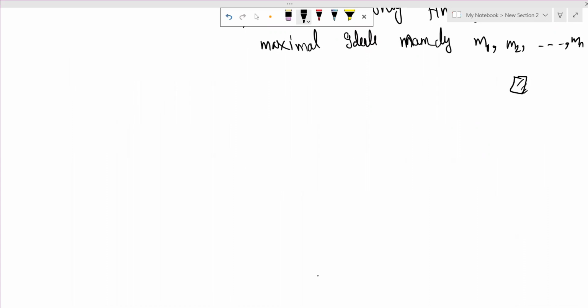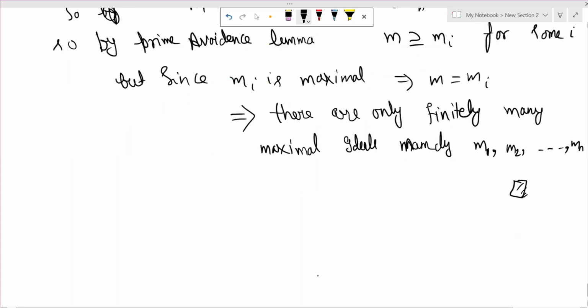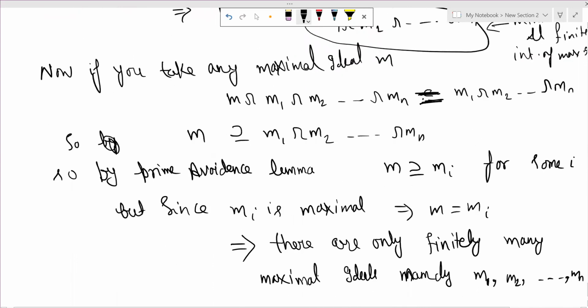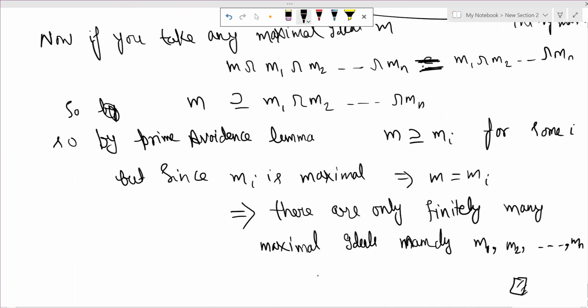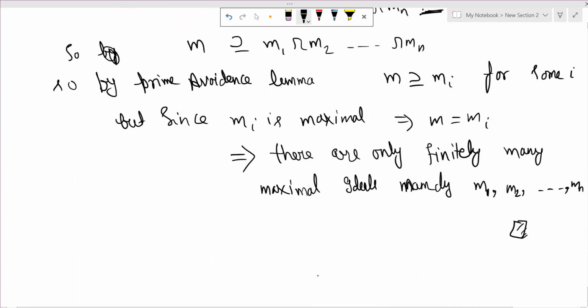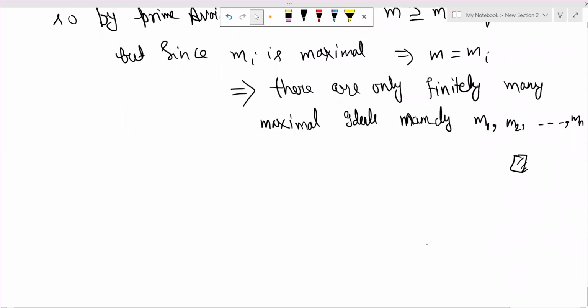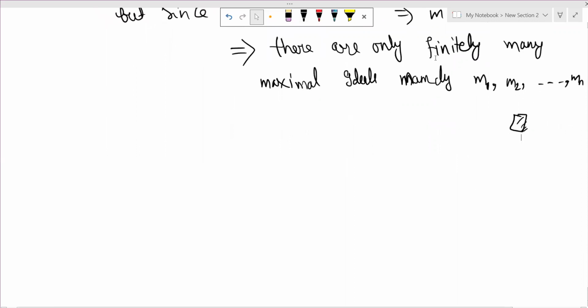Yes, sir. That prime avoidance lemma was an interesting one. This is in the first chapter of Atiyah-Macdonald. If you want to see, you can see its proof also. This is an easy step. There are two versions of this. One is for union, one is for intersection. So you can see this one there.